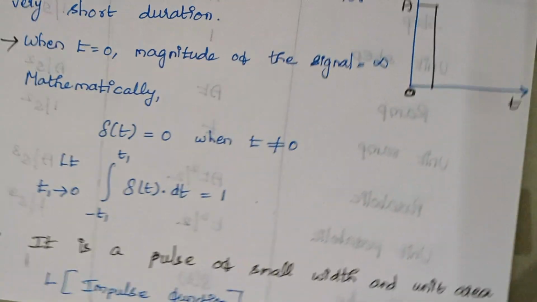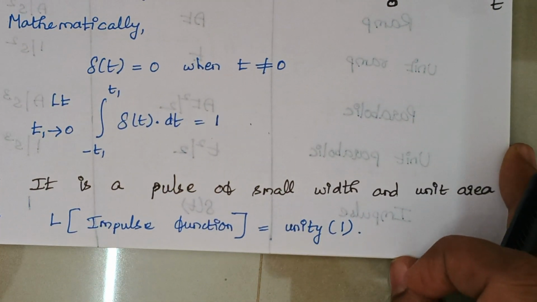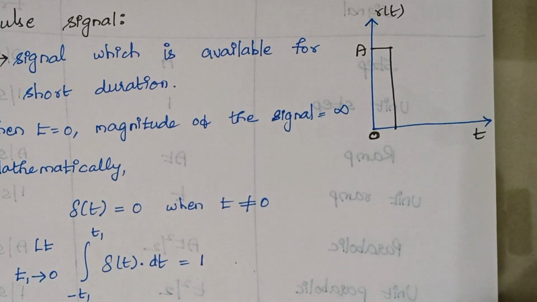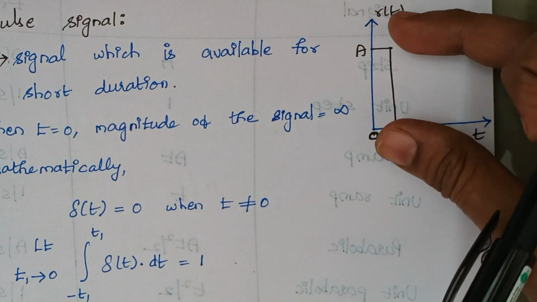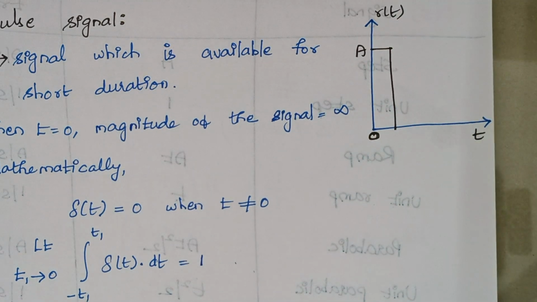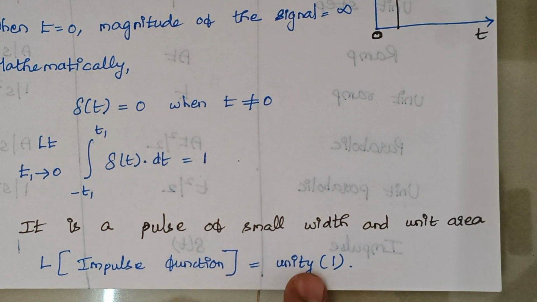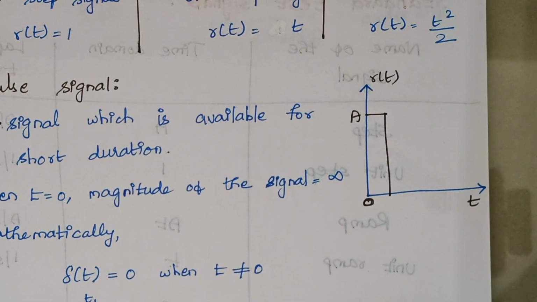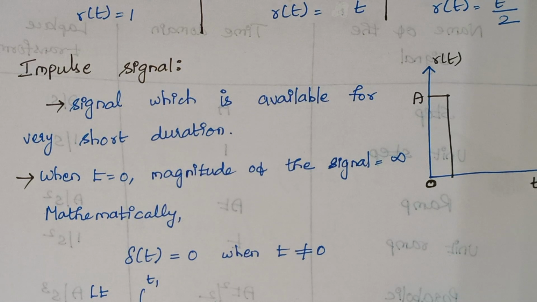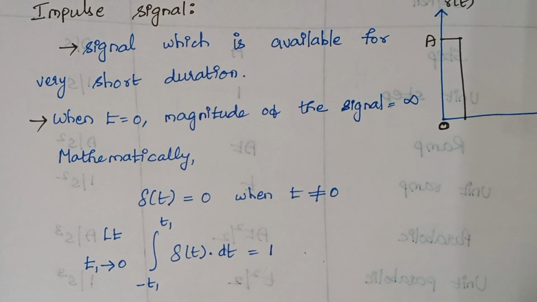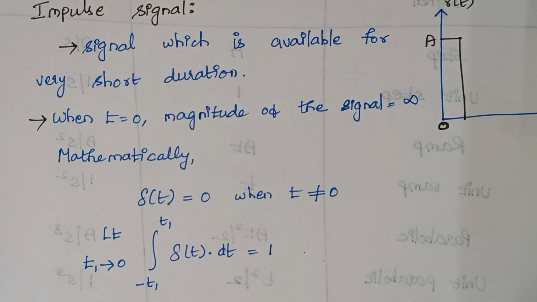And the next one is, it is a pulse of small width and unit area. For this signal, we are considering the area under this impulse signal as unity. Again, when you take the Laplace transform of the impulse function, it is equal to unity. Hope you understand what is meant by an impulse signal. So in this video, we have discussed what the types of test signals are. Hope you understand. Thank you.